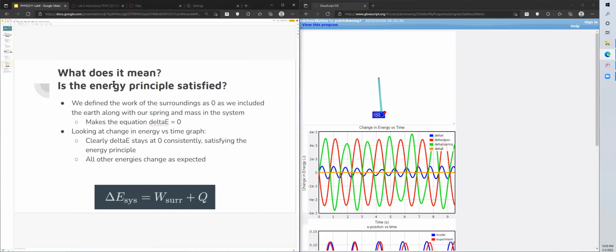So what does it mean? Question 1, is the energy principle satisfied? Well, we define work of the surroundings as 0 as we include the Earth along with our spring and the mass in the system. And this makes the equation delta E equals 0, where work plus Q is equal to 0. And if we look at our change in energy versus time graph, we can clearly see that delta E, which is defined by the orange line, stays at 0 consistently, which satisfies our energy principle. And our other energies change as we would expect because those energies would change as the spring oscillates with the ball of mass attached to it.